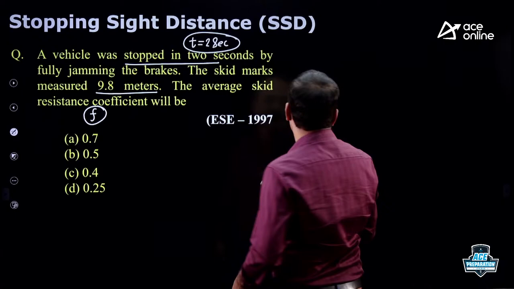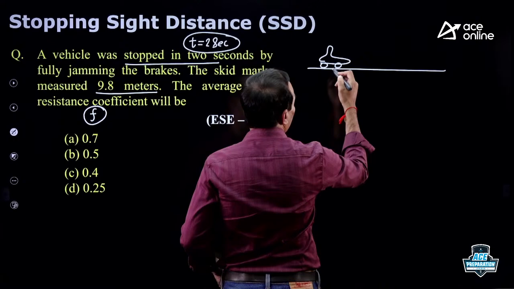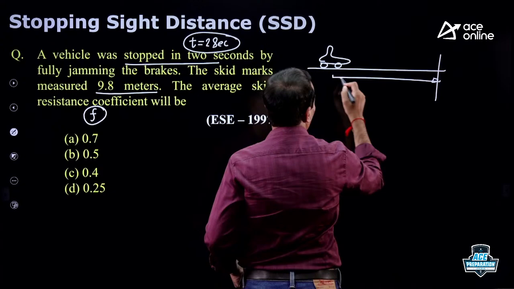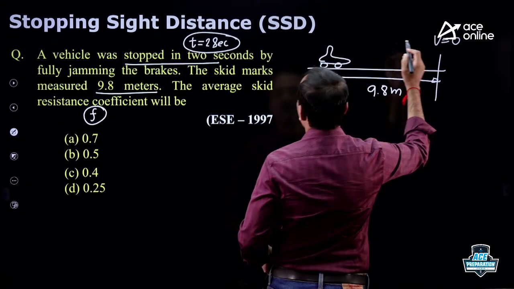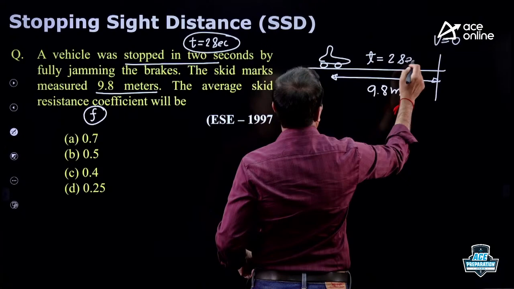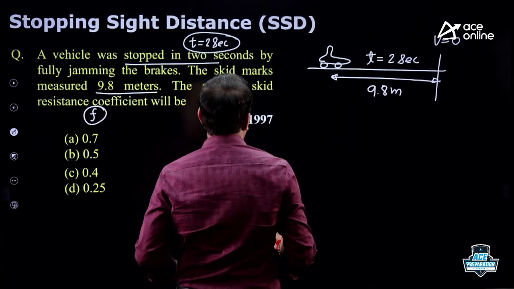Say for example, you are going on a road in a vehicle and suddenly apply the brake, and the vehicle skids. It has moved for a distance of 9.8 meter before stopping. What is the final velocity? Zero. And how much time has it taken to stop? 2 seconds. Next, they are asking you to find out the coefficient of longitudinal friction.